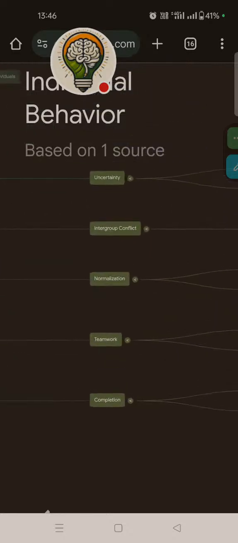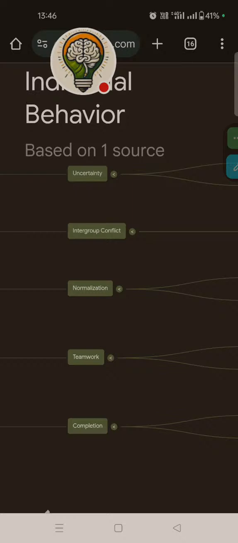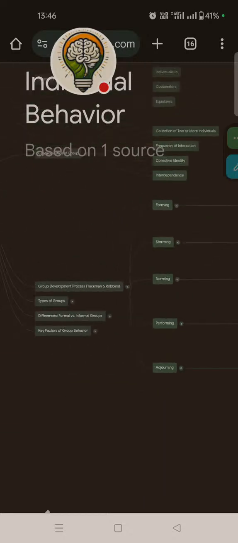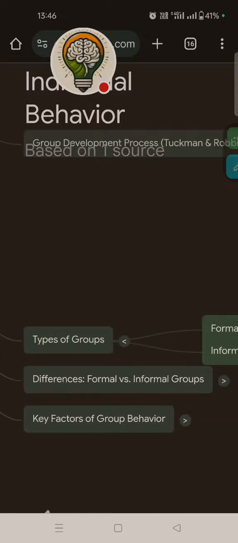Take a group like an election group: all people come close, some have conflict, and then leadership comes. Then certain rules and regulations, normalization and morale are decided, and then teamwork to achieve the goal. After completion it disperses. Then comes the types of groups.